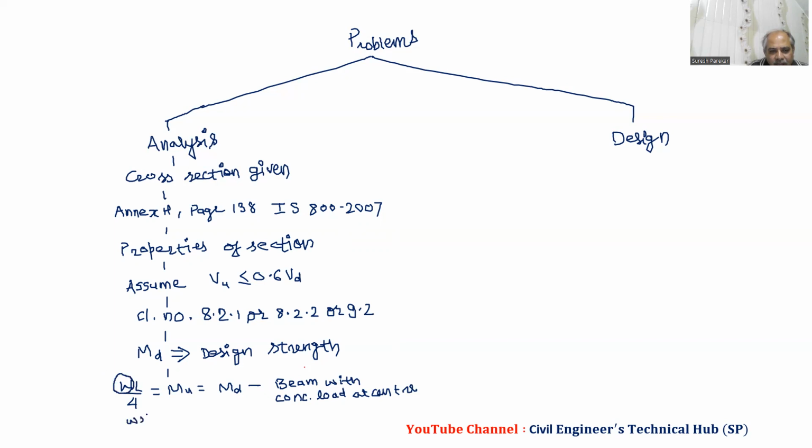Or we can have WL square by 8, which is equal to MU, equal to MD. So this is for a beam with UDL throughout this span. And likewise, we are in position to calculate loads.